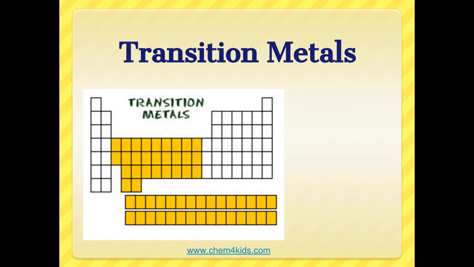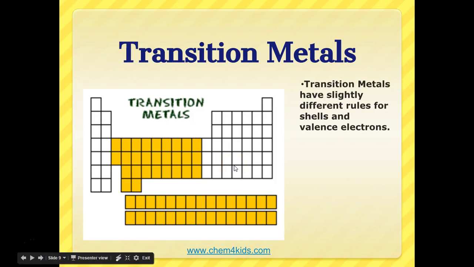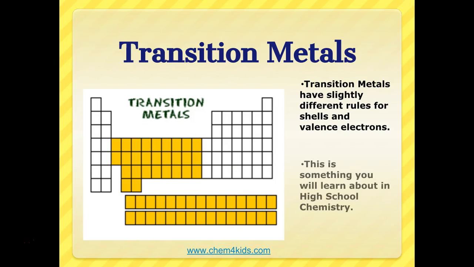Then we have this other group, which includes the transition metals, the lanthanides, and the actinides. Transition metals have slightly different rules for shells and valence electrons. And this is something we'll save for future chemistry courses.